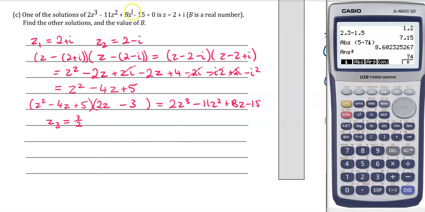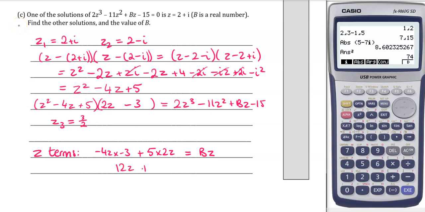Now for working out b, take a look at the parts of this expansion that would make the z terms. Okay, so for just the z terms, on the left hand side we can do minus 4z times minus 3. So we get this, and then we can also do 5 times 2z, and on the right hand side we have bz. That then becomes 12z plus 10z is bz, or 22z equals bz, so b equals 22.